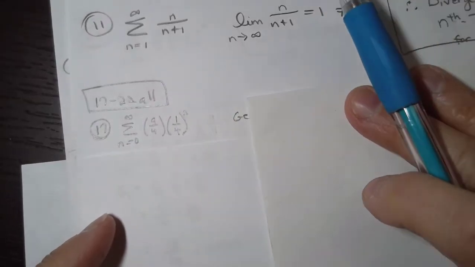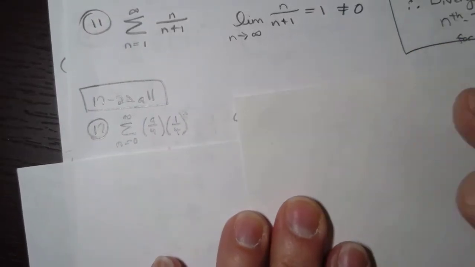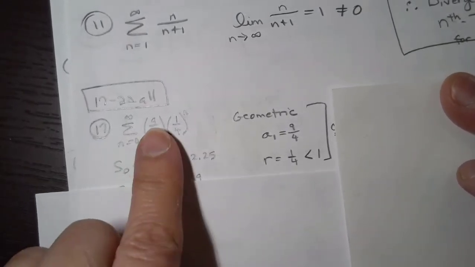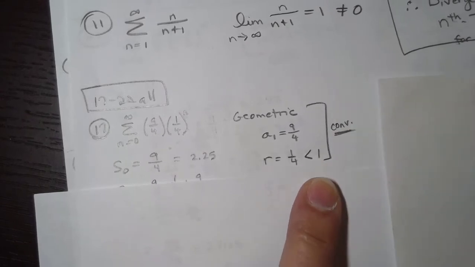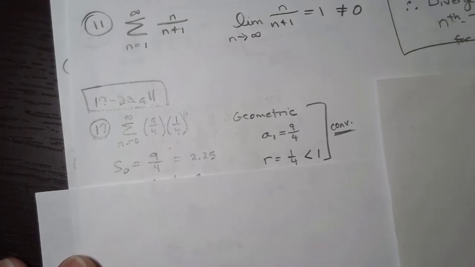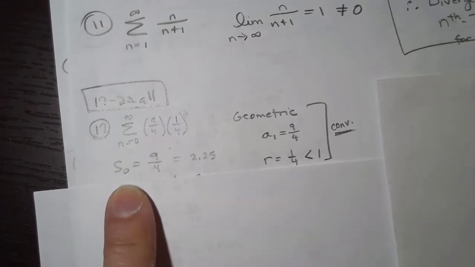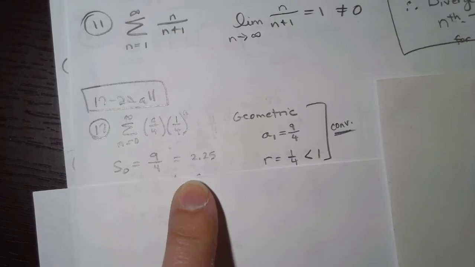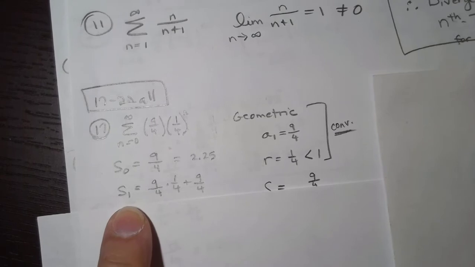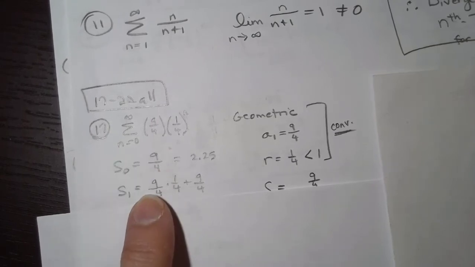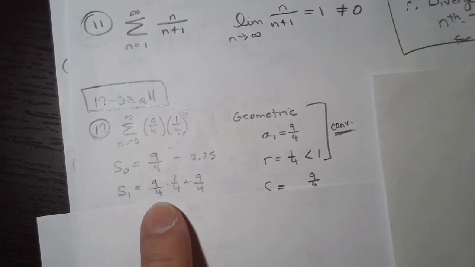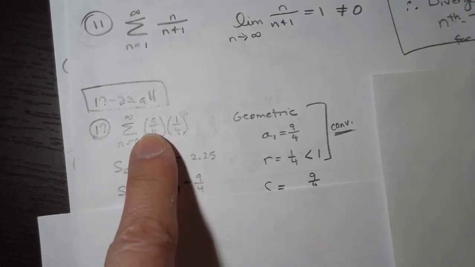So number 17, here is our series, and it's geometric with r being 1/4, which is less than 1, so we know it's going to converge. We are told that all of these converge, but it's nice to be able to prove it. Starting at 0, when n is 0, I get 9/4, which gives us this sum. When n is 1, my first and second term, 9/4 is my s of 0, and then my term when n is 1 is 9/4 times 1/4.